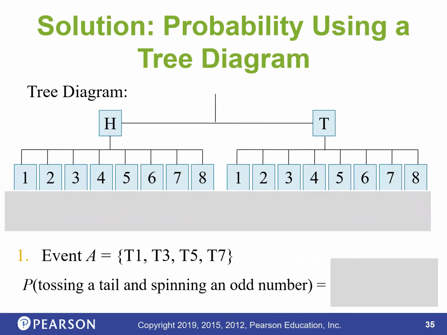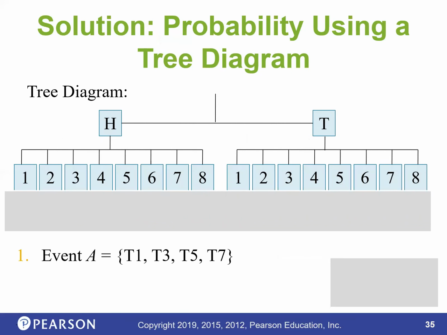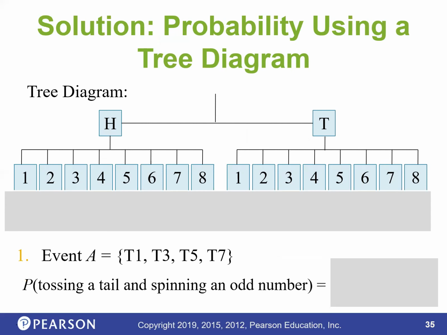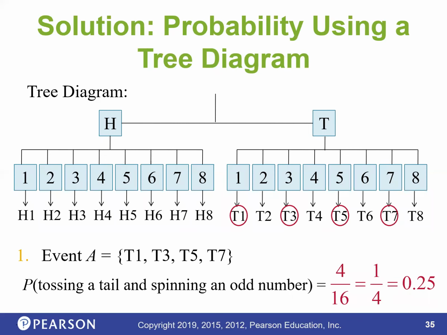So let's see if this makes sense. There's my T1, T3, T5, T7. And the probability of tossing a tail and then spinning an odd number is, you got 4 different options, because I can list them down. Our sample space is 16, so 1/4 or 0.25. For probabilities, almost all the time, we don't like to deal with percents, we deal with decimals, so just 0.25. Okay, are we good there?